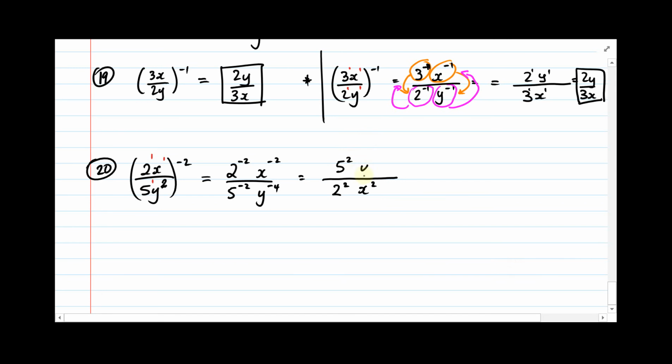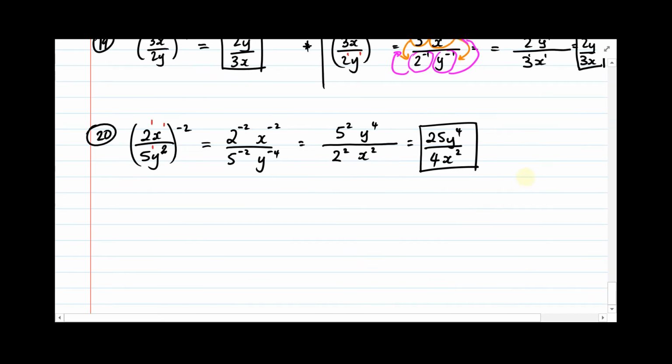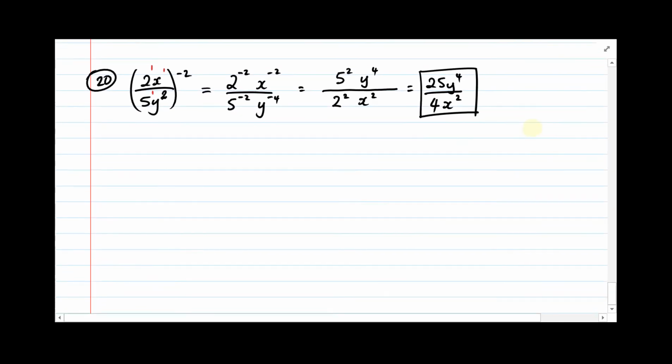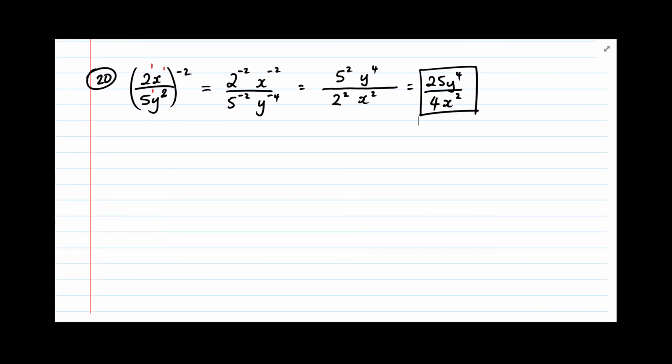So the entire numerator moves to the denominator to become positive exponents. Likewise, the denominators move to the numerator and become positive powers. I now have 25 y to the 4th over 4x squared. This is my final answer. If you're fine with that method, that's great, but I'm going to look at it in a different way. All right.